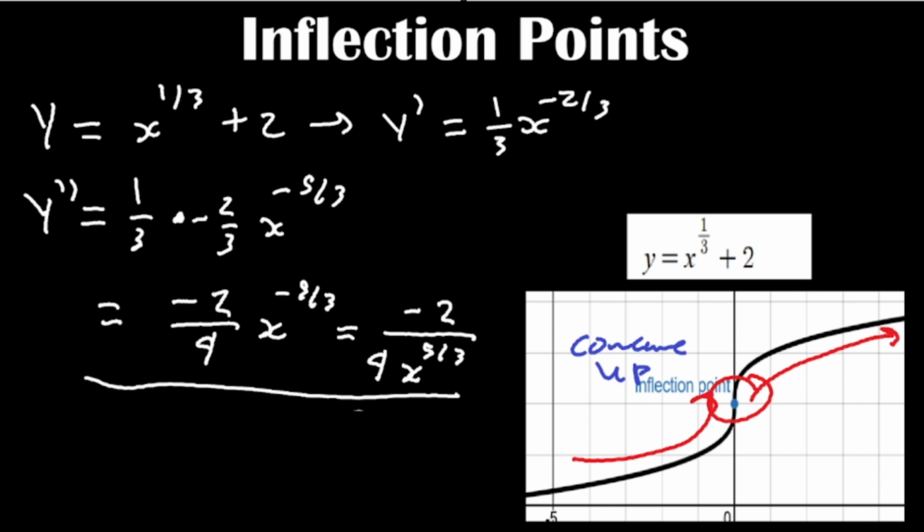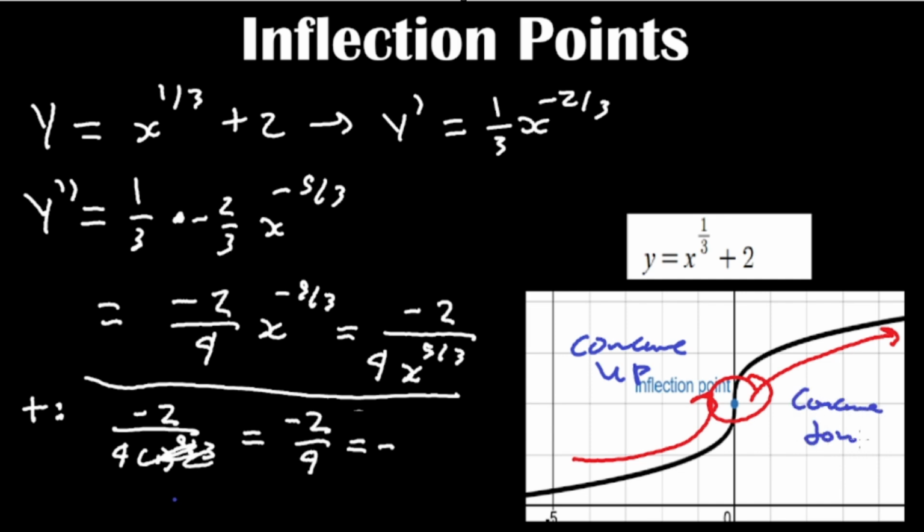And now if we plug in an x value that's positive, let's try 1. We get negative 2 over 9, 1 to the 5/3. 1 to the 5/3 is just 1, so we can ignore that. That's negative 2 over 9, and this is negative, meaning that our function must be concave down, like we predicted, for x values that are positive. Meaning, because our function switches from concave up to concave down, this indeed is an inflection point. So I was just testing that and showing you. But now let's do another example.